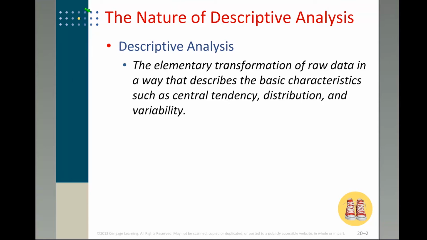Now, the nature of descriptive analysis is that we will just transform the raw data in a way to describe the basic characteristics of the data. And typically, we will be looking at central tendency, distribution, and variability. In terms of central tendency, we usually look at the mean. There are situations where we also care about the median and the mode.